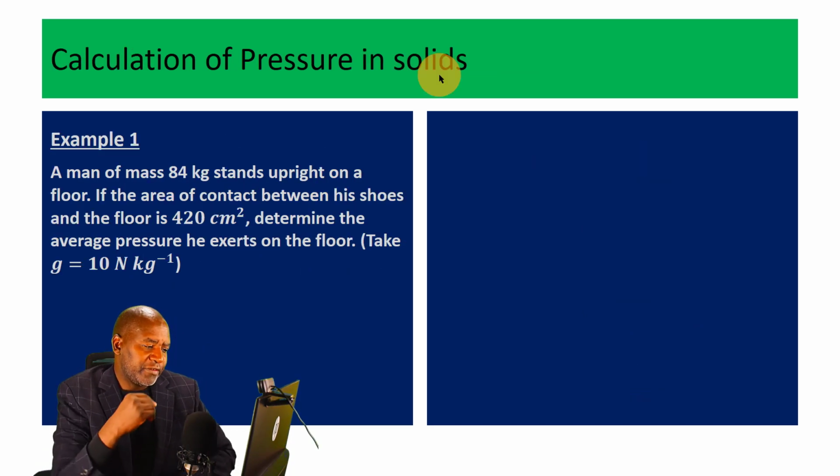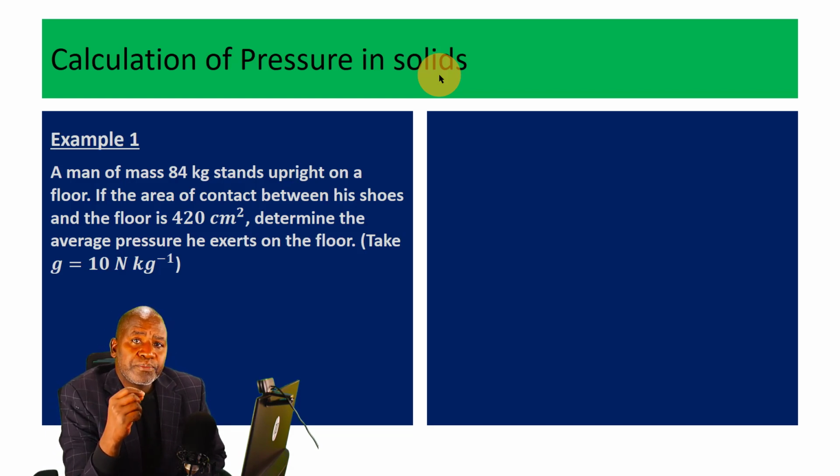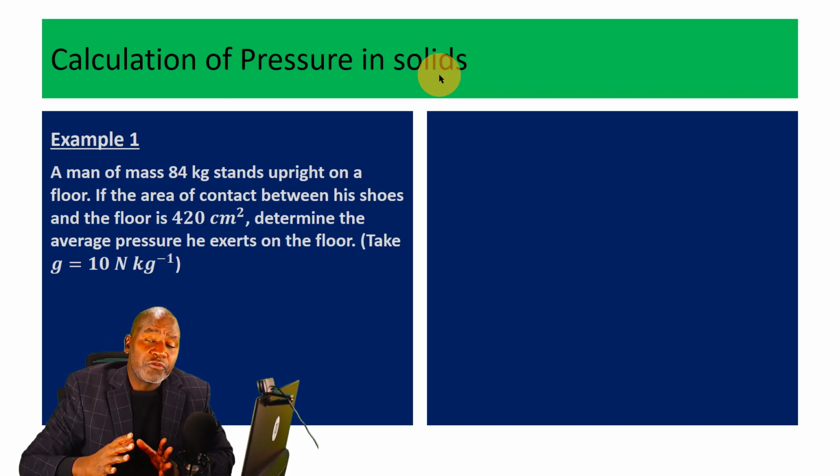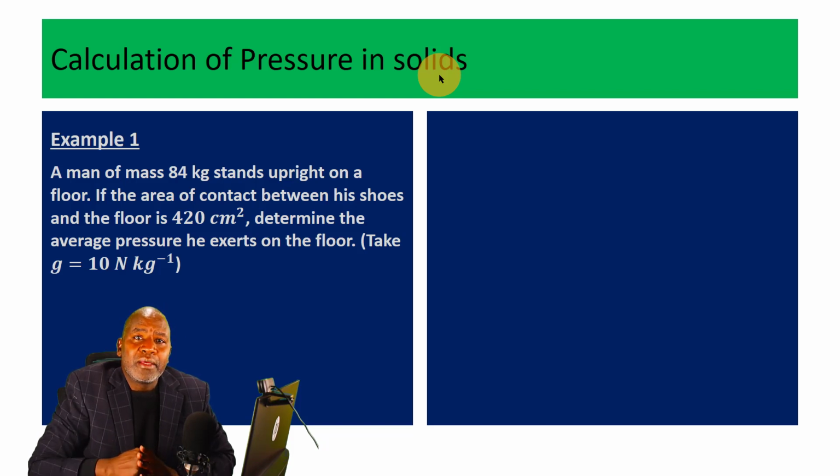Now that we have defined the term pressure and stated its unit, it's time to look at how we apply that equation in actual problem solving. Before I go to this, in the definition of pressure you could also use the term perpendicular. You could say pressure is defined as the force acting perpendicularly on a unit area. The word perpendicular and normal mean the same thing.